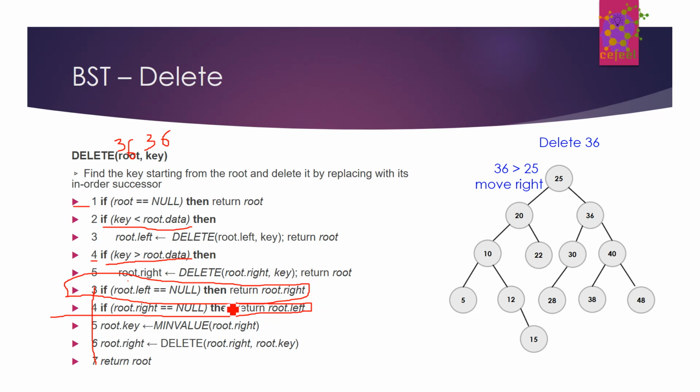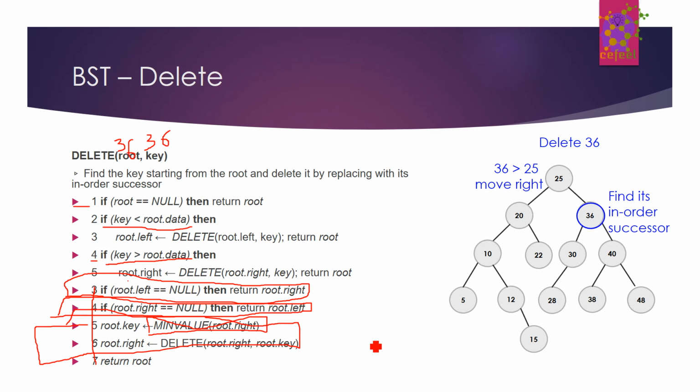36's right node, in the next step, will also fail because root 36's right child is also not null. So the next step, these two steps, will get executed, wherein we find the in-order successor of node 36 and replace it with that. First, the min value method will be called, which finds the minimum value in its right subtree. In this case, if you notice, the minimum is 38.